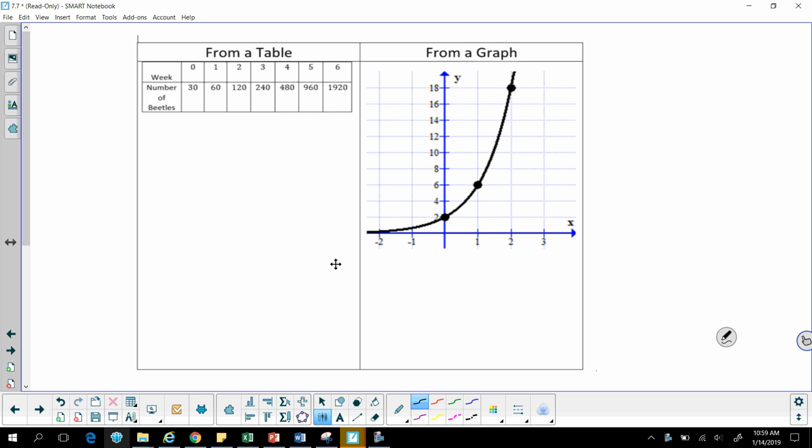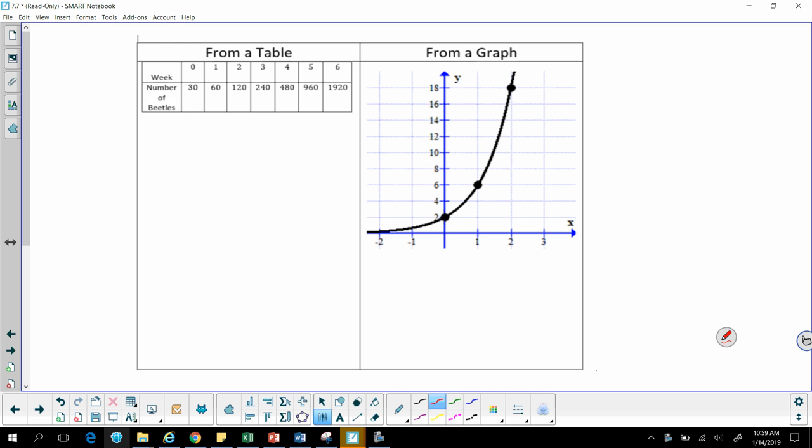So, today we're going to be learning how to write an exponential equation from a graph and a table. And this is actually easier than the word problems. So, first thing you need to do is identify, we're going to start with the table one. We're going to identify our y-intercept.